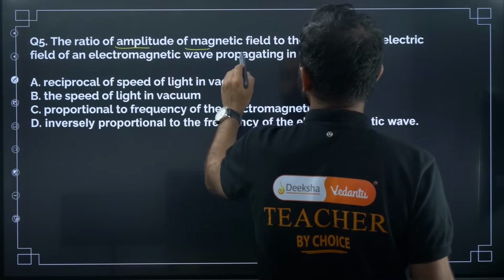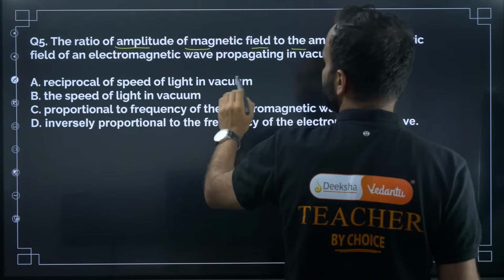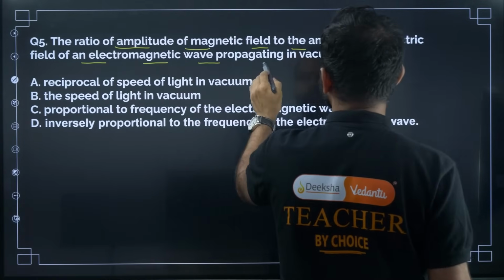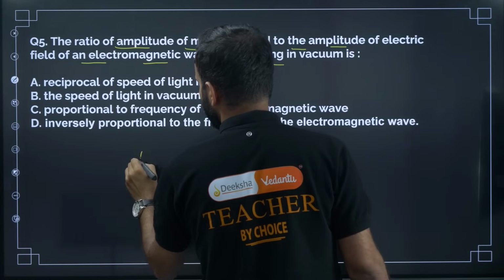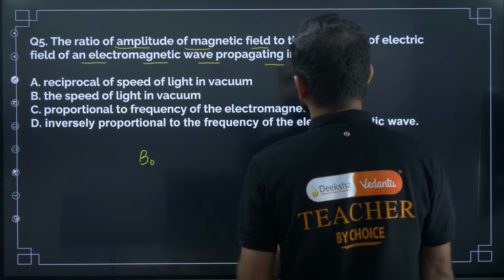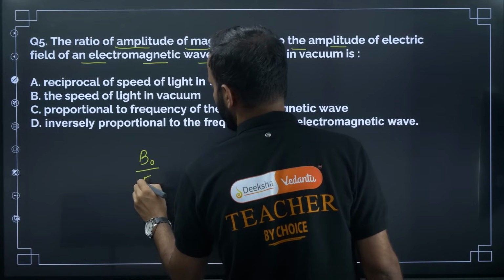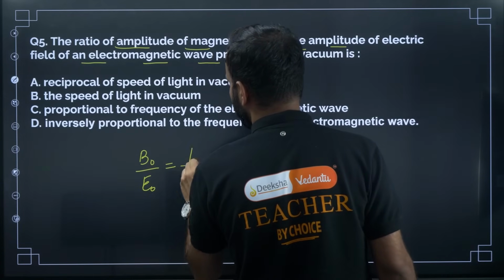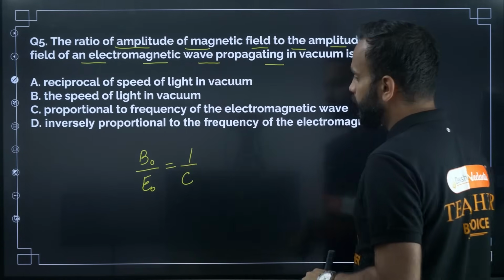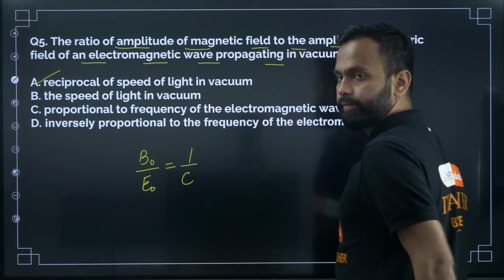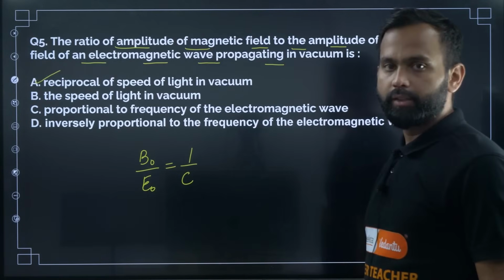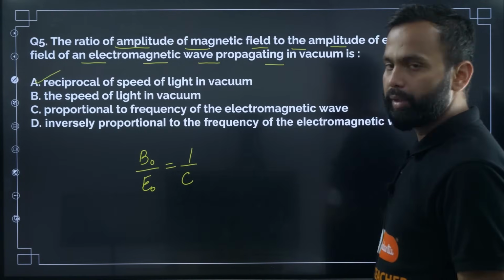The ratio of amplitude of magnetic field to the amplitude of electric field of an electromagnetic wave propagating in vacuum. So the ratio of the amplitude of the magnetic field to the amplitude of the electric field is reciprocal of speed of light in vacuum. So the correct option is A. E naught by B naught is C, so B naught by E naught is 1 by C.